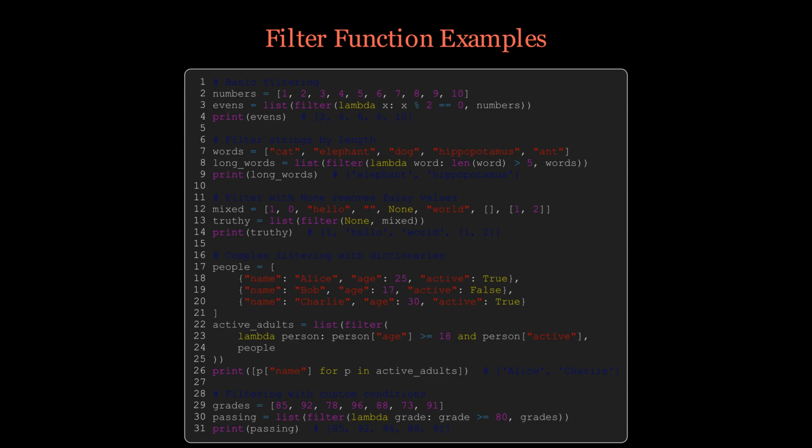Using None as the filter function removes all falsy values like empty strings, None, and empty lists. Complex filtering can combine multiple conditions with Boolean operators. You can filter any data type with appropriate conditions.